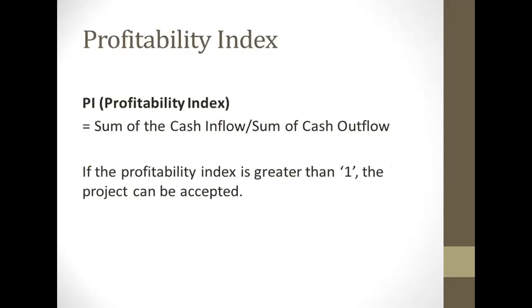Now, next is the profitability index. So how do you arrive at this profitability index? Profitability index, or PI, is equal to the sum of the cash inflows divided by the sum of the cash outflows.